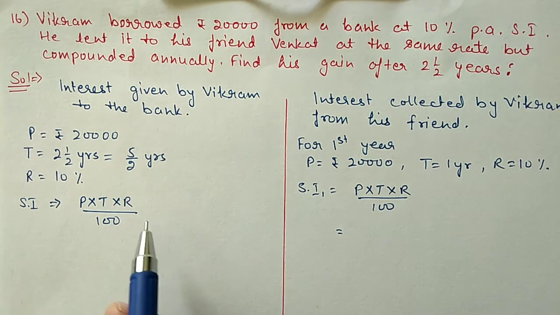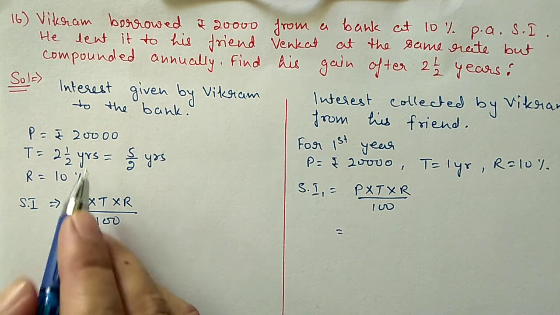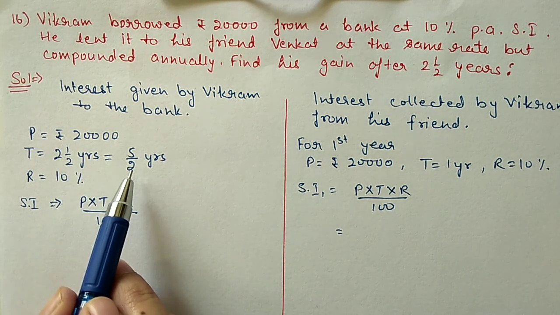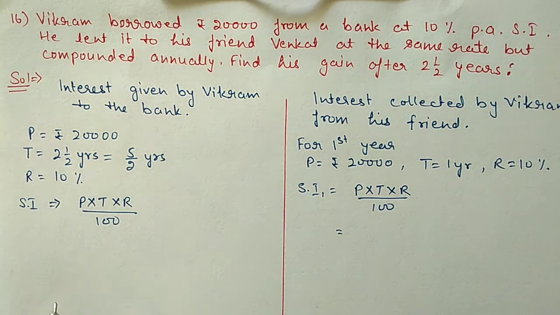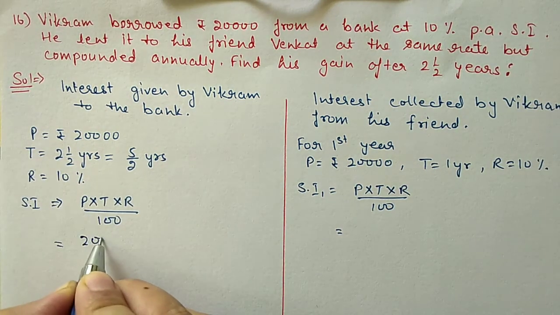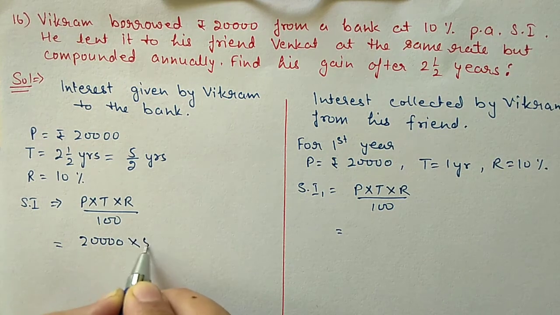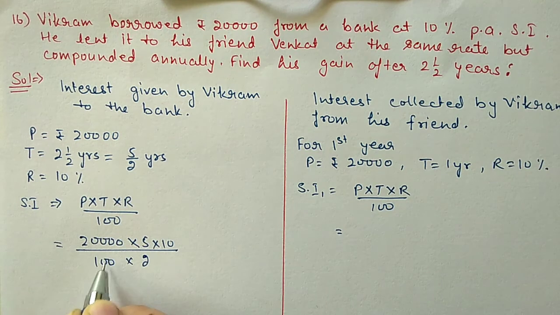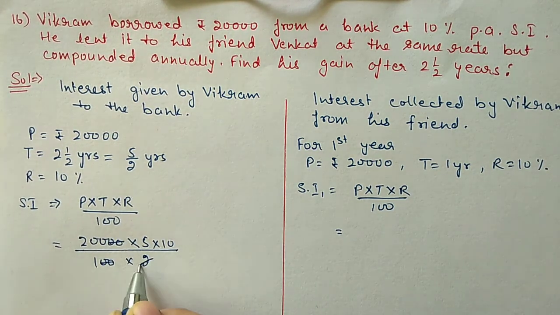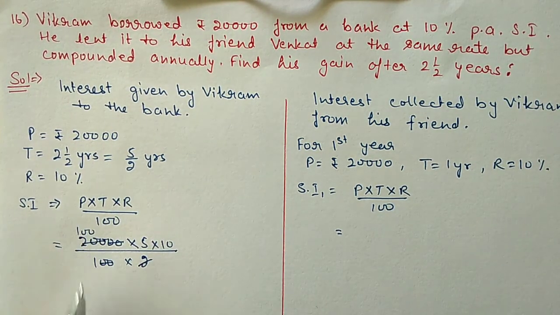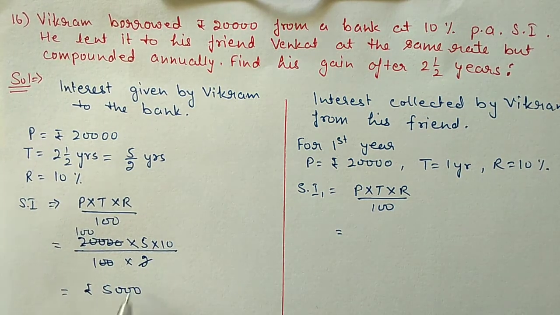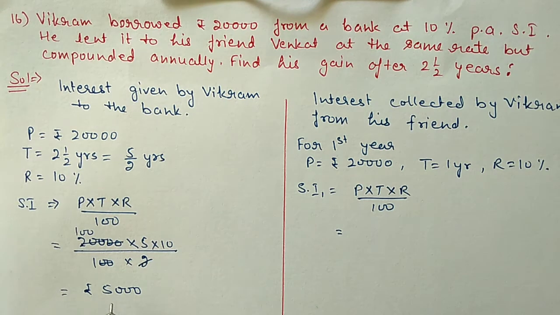So simple interest directly we can calculate for 2.5 year. Principal money is 20,000 times 2.5 year, which we can write 5 by 2 years, and rate of interest is 10. So 20,000 into 5 by 2 into 10 divided by 100. So 2 zeros we can cancel, from 2 we can cancel 100 time, and after multiplication we will get here 5,000 rupees. It means he pays 5,000 rupees to the bank as interest.